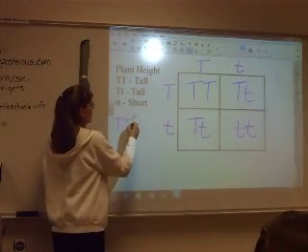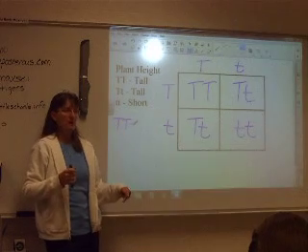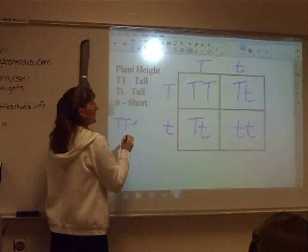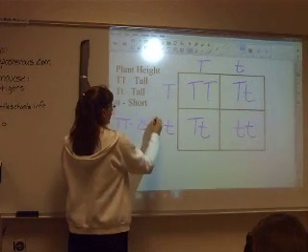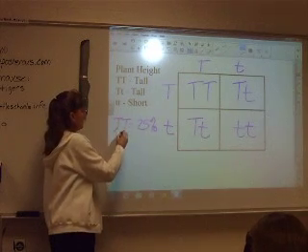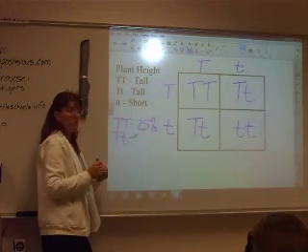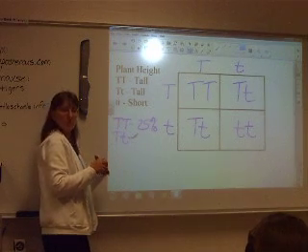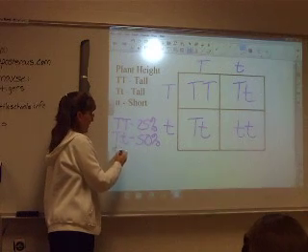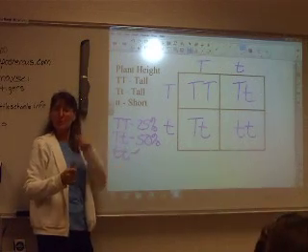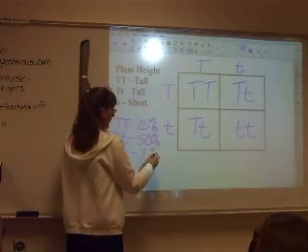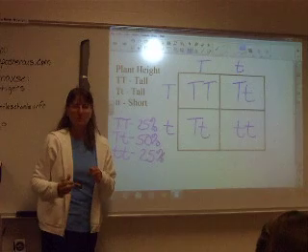With these two tall parents, is it possible to get a dominant pure offspring? Yes. What's the percentage? 25%. 1 out of 4. Two tall parents, is it possible to get a dominant hybrid offspring? Yes. Percentage? 50. With these two tall parent plants, is it possible to get a short offspring? Yes. 25%. Not a very good chance, but it's still a chance.